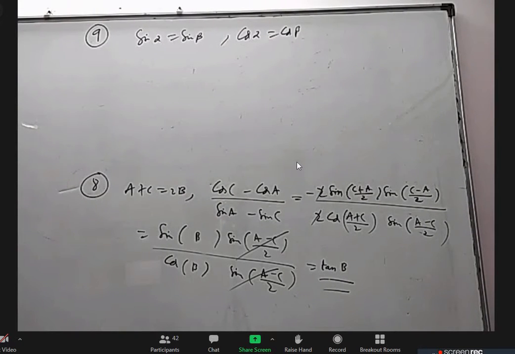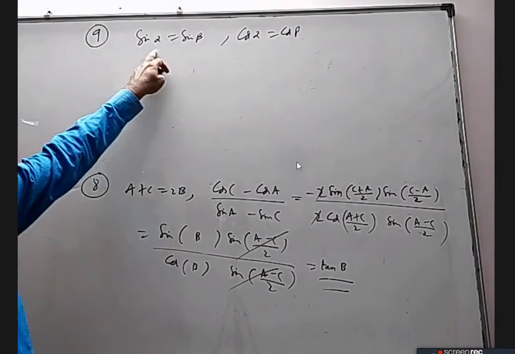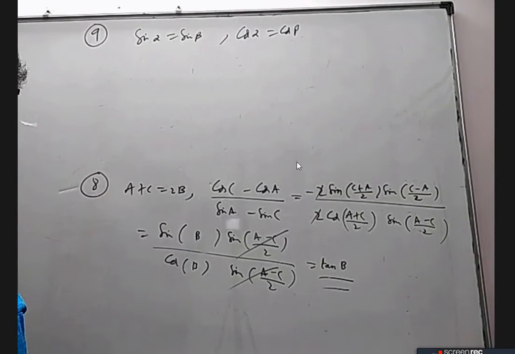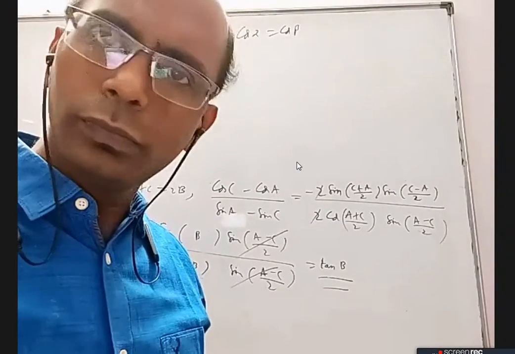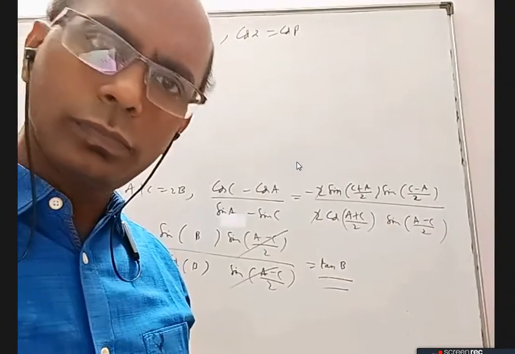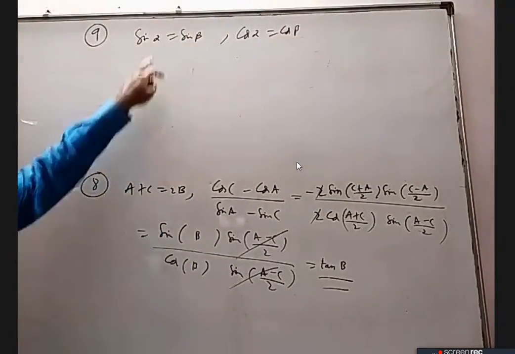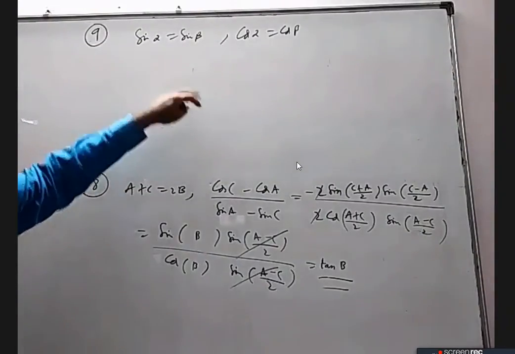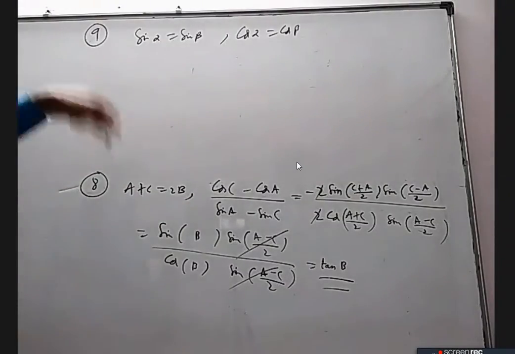Okay, 9th question. There are two ways to approach this question. If I take sine alpha equal to sine beta, I can find a relation between alpha and beta. Alpha can be beta, or alpha can be 180 degrees minus beta. Alpha can be 360 plus beta. Many options will come.